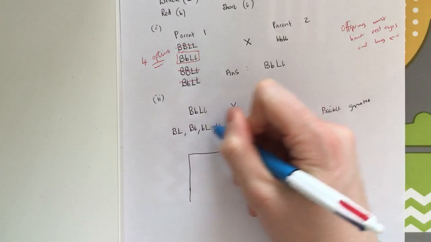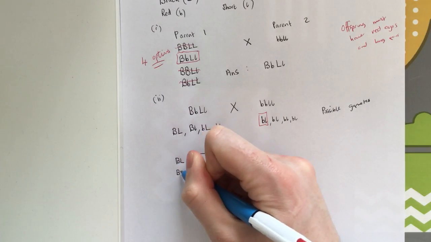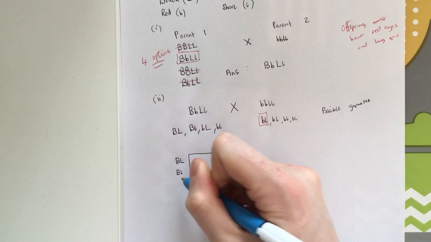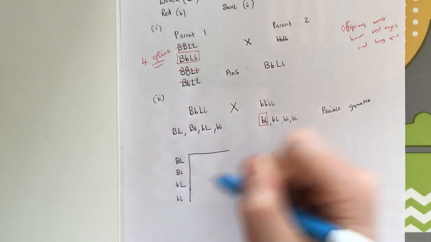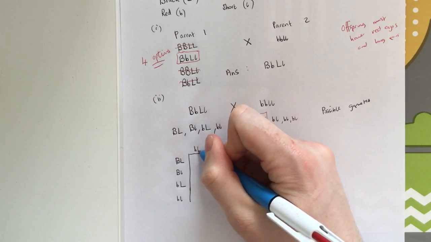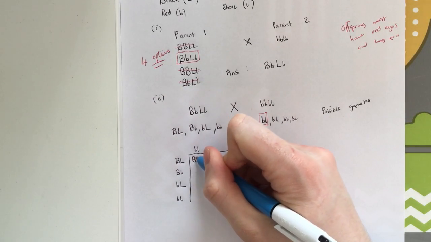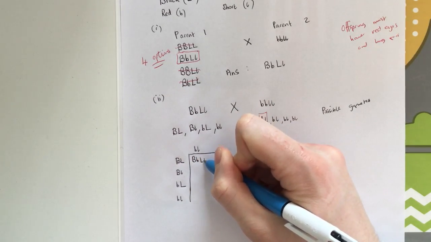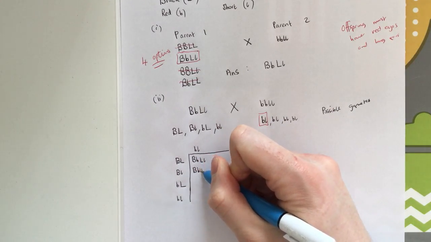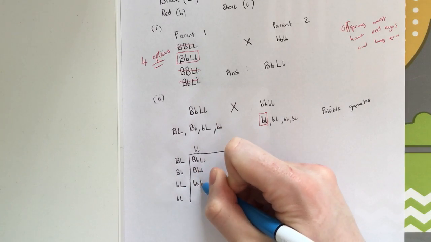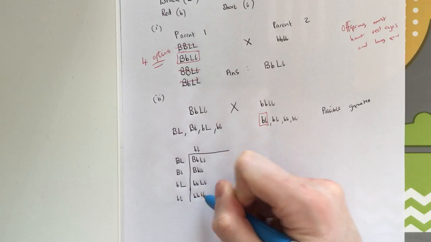Remember, you put down all your possible gametes down the side. Big B, big L. Big B, small l. We've small b, big L, small b, small l. And again, small b, small l. We work out our genotype cross. So we have big B goes with small b, big L, small l. We have again big B, small l, small l. Small b, big L, small l. And small b, small l, small l.